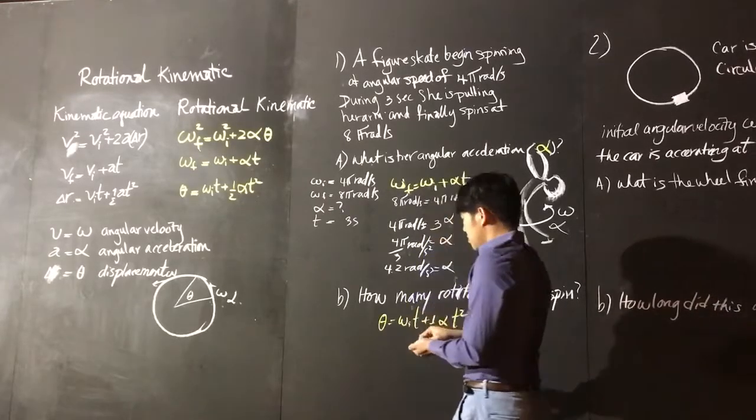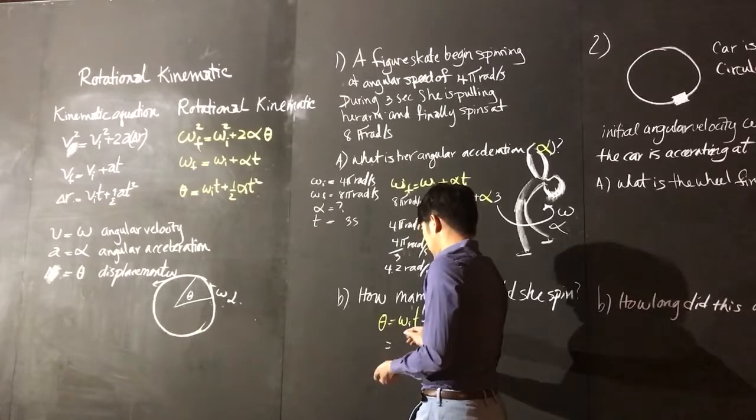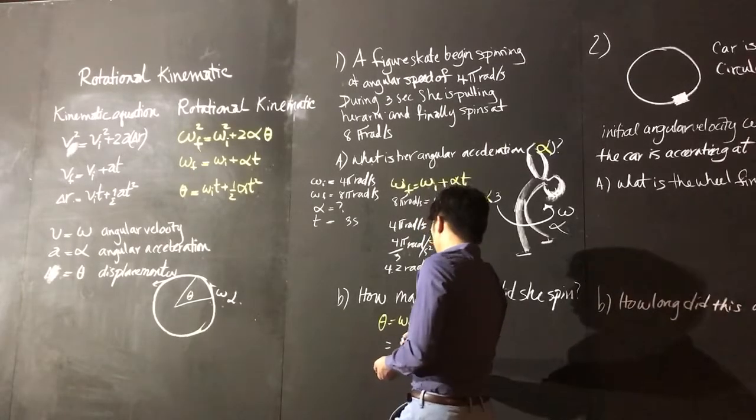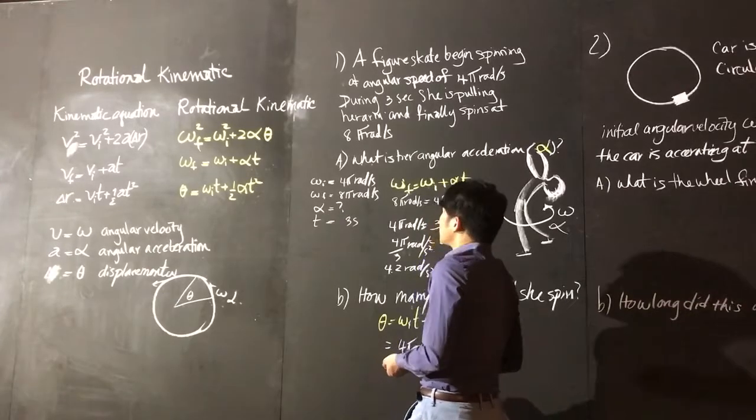Now I'm just going to substitute the values in. This is 4.